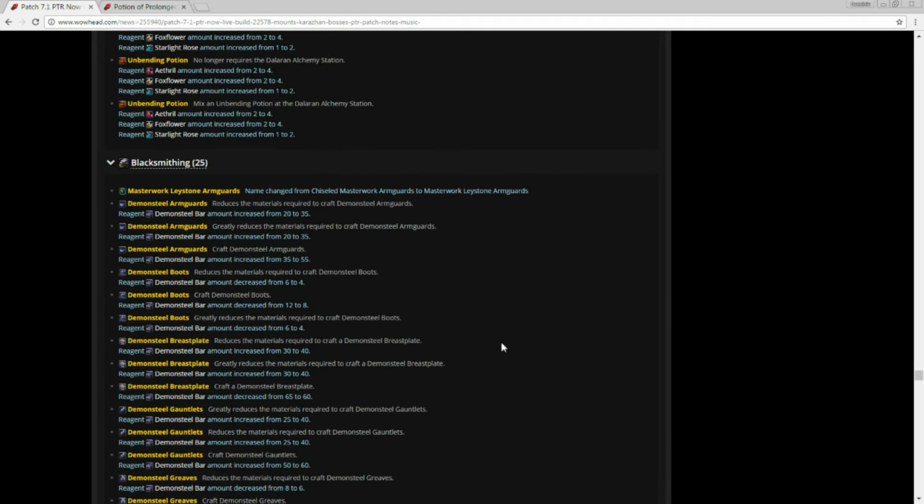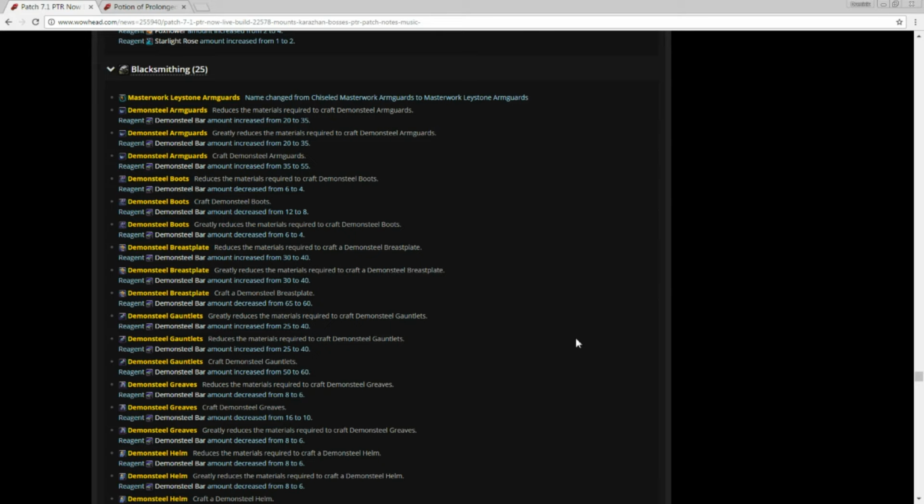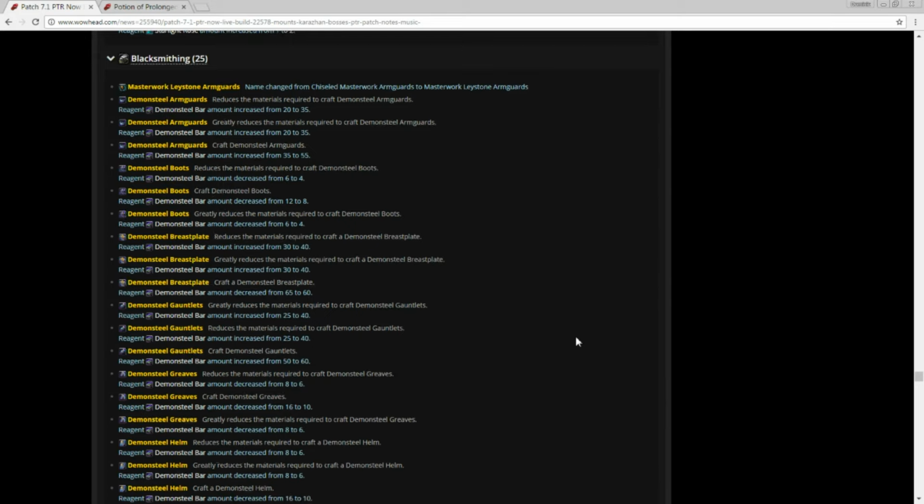Moving along to blacksmithing. Nearly everything is getting a decrease in the amount of demon steel bars that it requires, besides two things, the arm guards and the gauntlets. Now the arm guards, of course, are required to create the Obliterum Forge. What they're doing is every single item that is required for the creation of the Obliterum Forge, they're increasing the amount of material for that. Everything else is getting a decrease in the amount, so that probably means Demon Steel value is going to be going down.